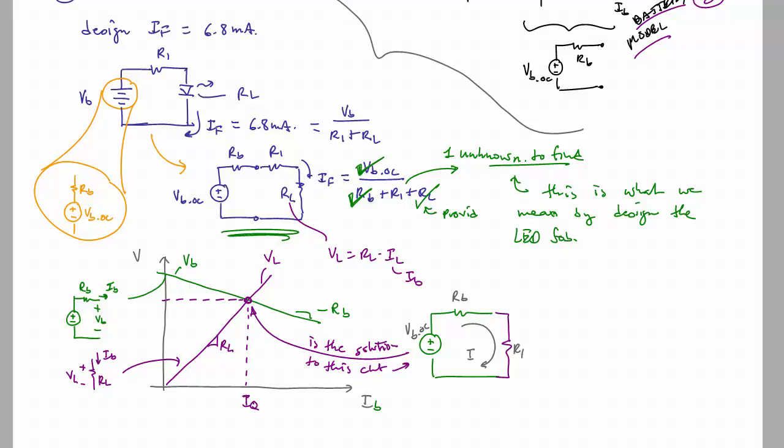If you went to solve this for this current, since it's a single loop, I can just say I is equal to VB open circuit divided by R1 plus RB. I realize, RL. I realize I've left R1 out over here. I've done that on purpose. I'll bring that back in here in a moment. So what I've done is I've written this expression for I straight from this single loop circuit, ignoring this plot over here for a moment. I'll come back to it.